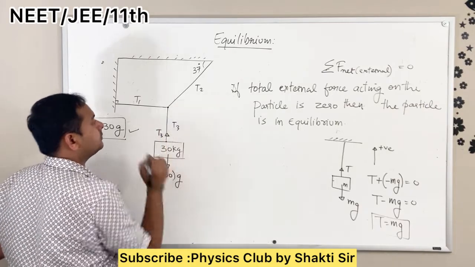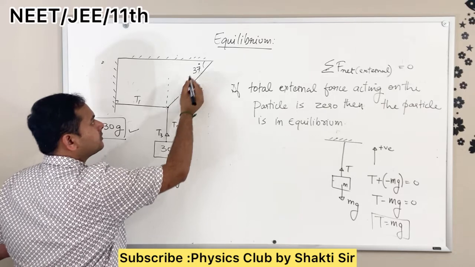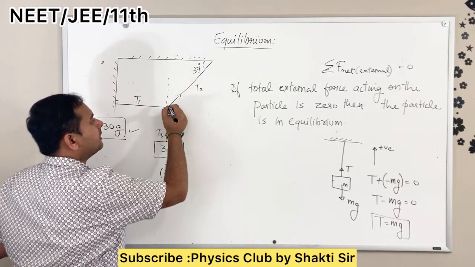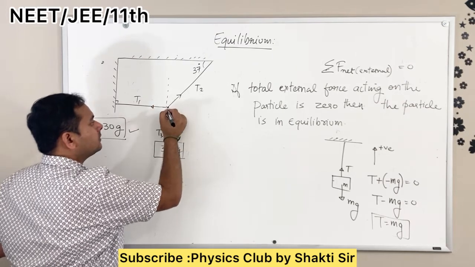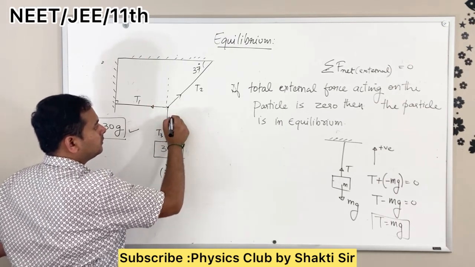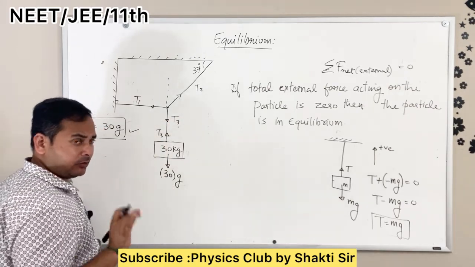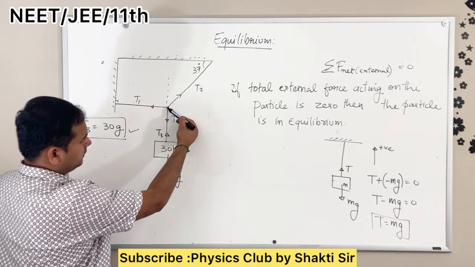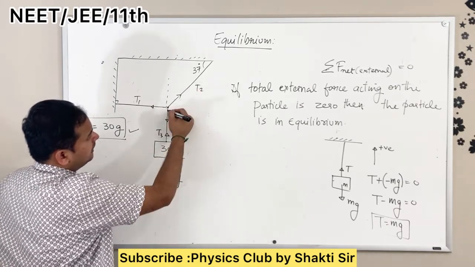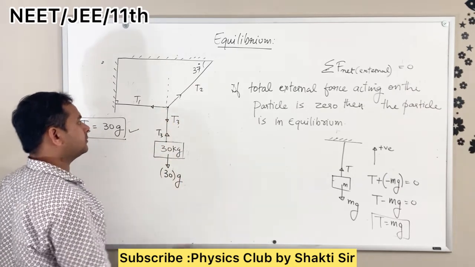Here I am going to resolve the forces, because this tension at this point has some angle. So this is a point of contact. So we know that the tension force always acts away from the contact. Here is a point of contact. That's why T2 acts in this direction, T3 away from the contact, T1 away from the contact.